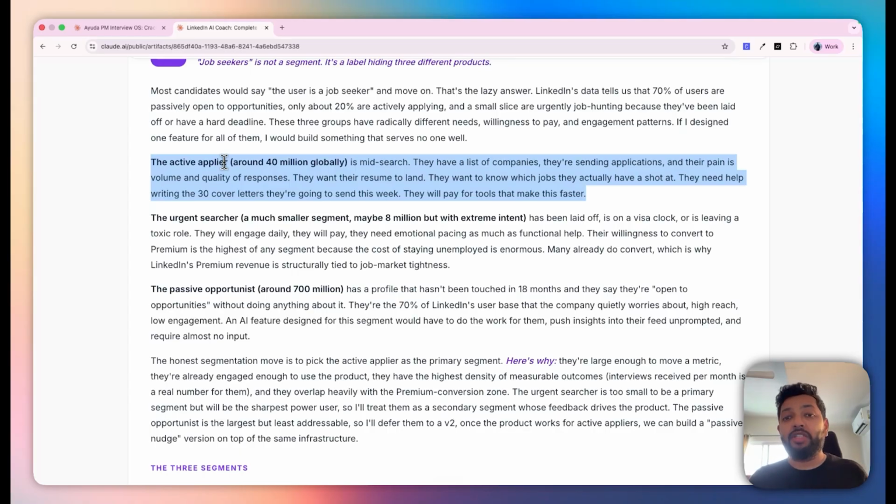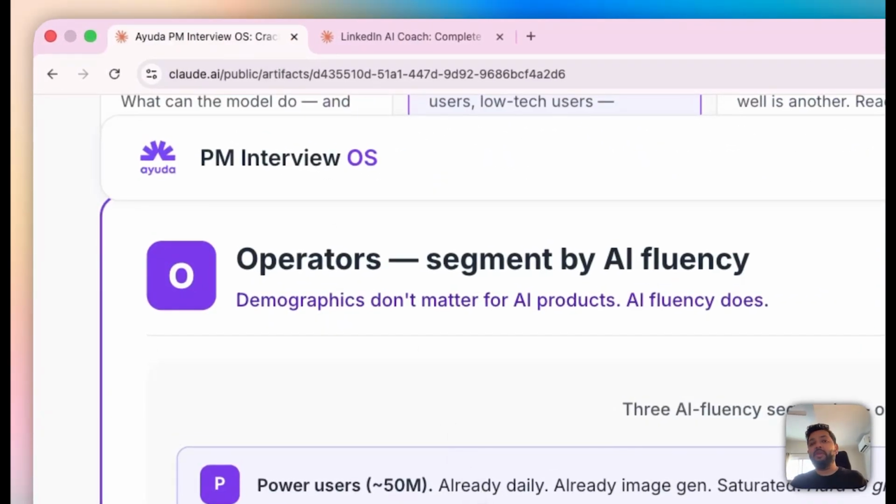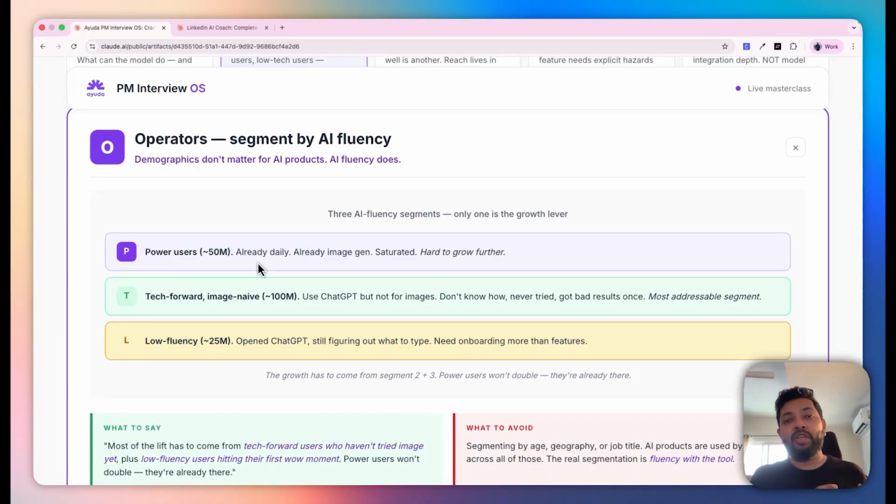Then an urgent searcher, so someone who has the requirement of a job urgently, has very high intent, and has been laid off, or maybe is running against a visa or something like that. The passive opportunist, which is people who aren't really applying, but if an opportunity comes, they may consider it, right? So what is this? This is very similar to how you break down your users for a product sense question. You do the same for an AI product sense question, where you take 3 or 4 segments and say that one of these is the one that I'm going to chase.